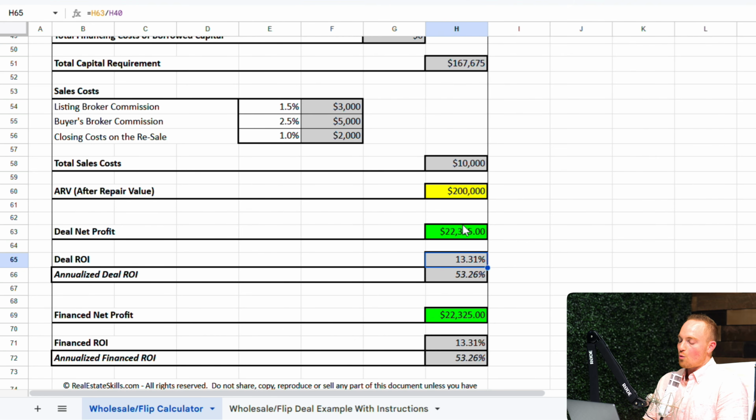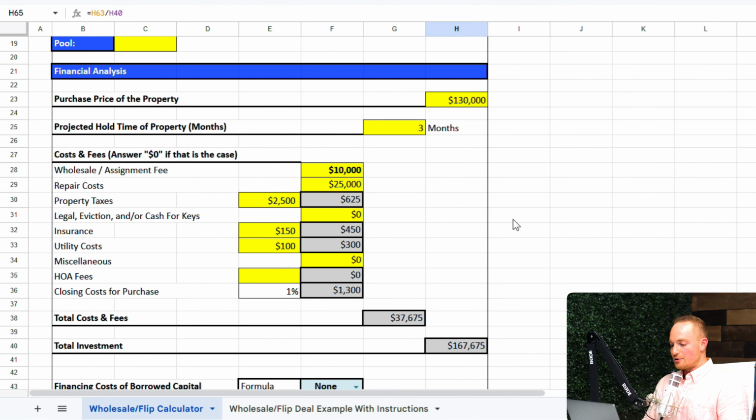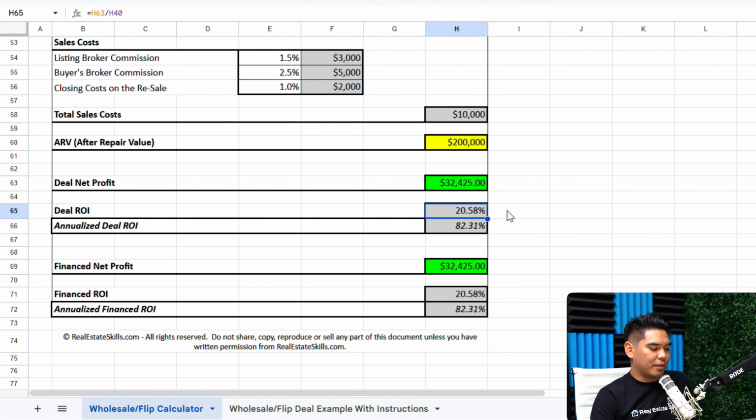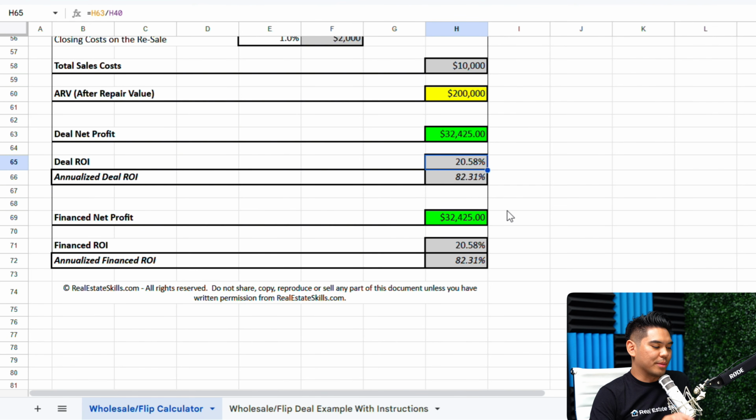So let's go down to 120 and see where we're at. Now if we offered 120 on this property, all else being the same, this is going to produce a $32,425 deal net profit for us here and a 20.58% deal ROI. So bingo, we would definitely have a deal with my buyer. He would take this all day. Got it. I see why now you started with the ARV first, right? And then now we're massaging the purchase price of the property in that cell, and that adjusts everything in the deal ROI section to get to that 20%. Yeah, got it.